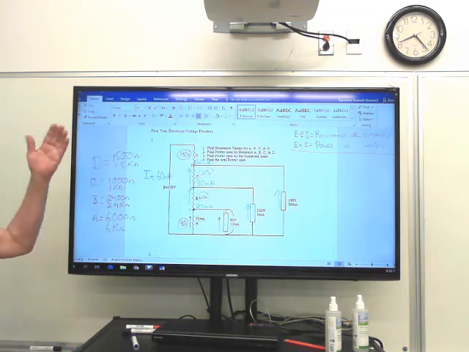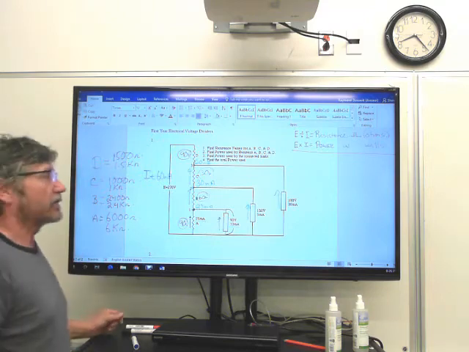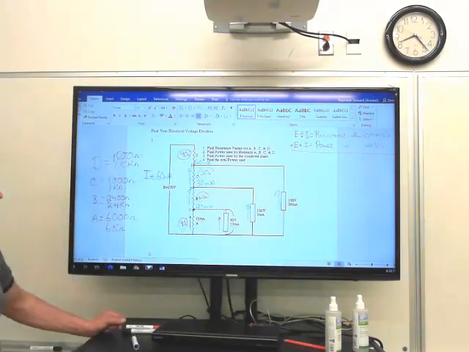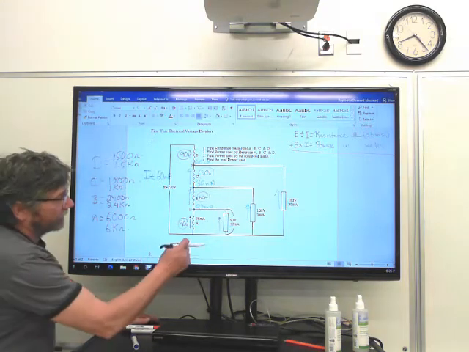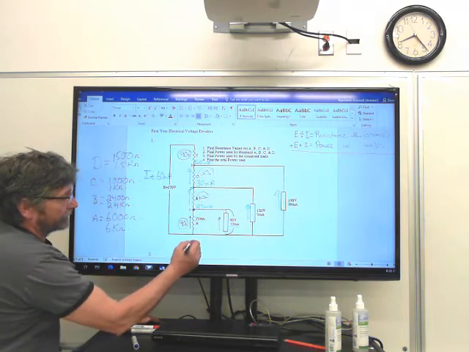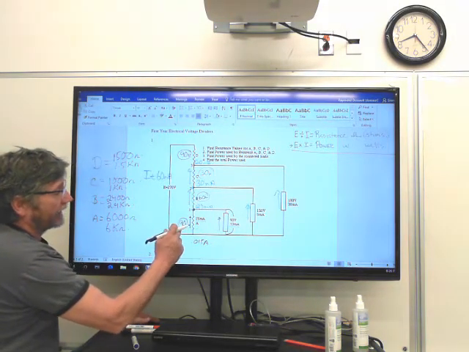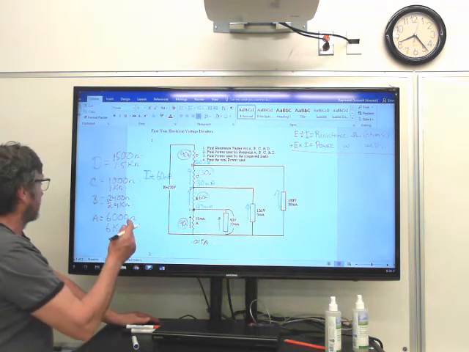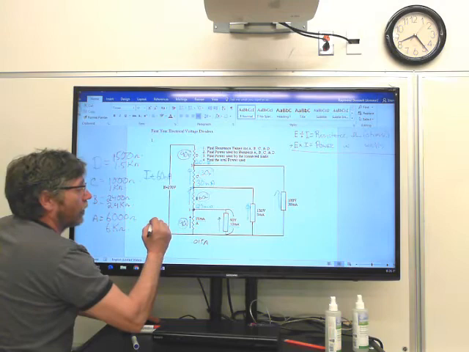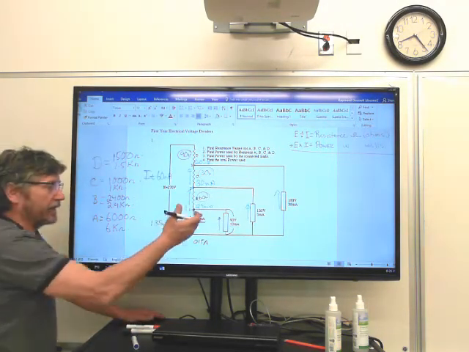Now it says, let's find the power used by resistors A, B, and C. So this is what we want to use for power. Voltage times amperage. So let's go back here. Amperage is 15 milliamps, which equates to 0.015 amps multiplied by 90 volts equals, so this one is 1.35 watts. I agree. Same thing here.